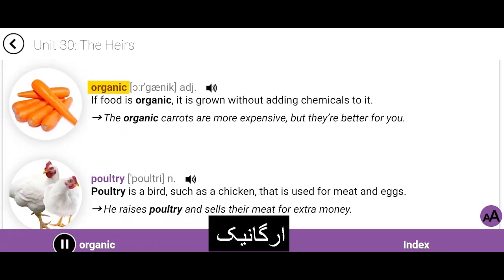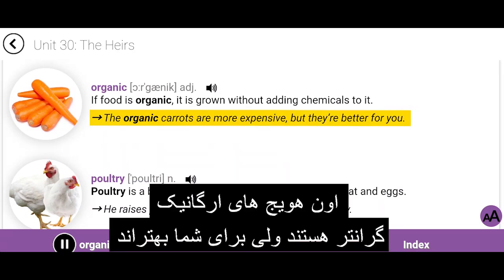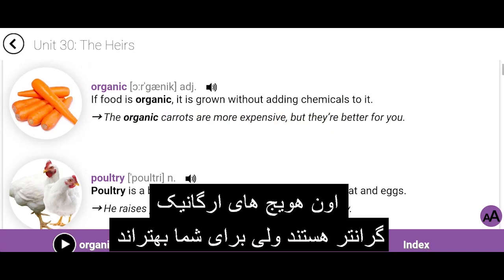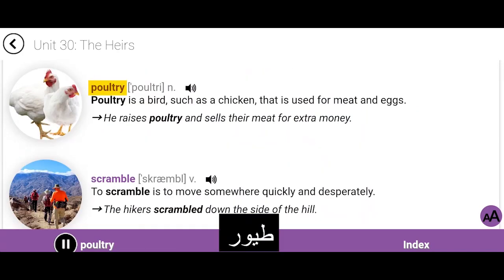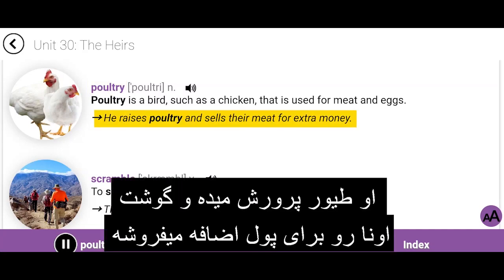Organic. If food is organic, it is grown without adding chemicals to it. The organic carrots are more expensive, but they're better for you. Poultry. Poultry is a bird, such as a chicken, that is used for meat and eggs. He raises poultry and sells their meat for extra money.